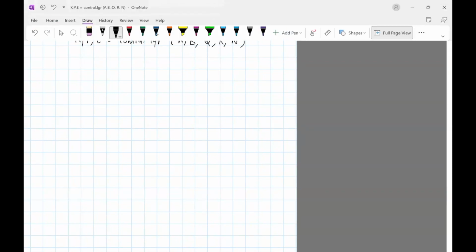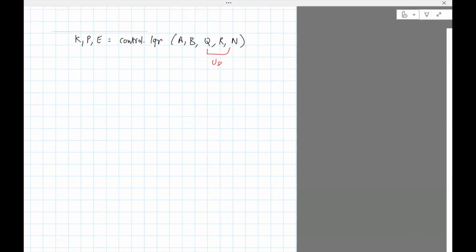So once you have the controls package installed, all you do is say K, P, E equals control.LQR, and then you send in A, which you know from the system dynamics, B, which depends on the system dynamics and control. You send it Q, which is something you choose, R, what you choose, N, what you choose. So these are user chosen matrices.